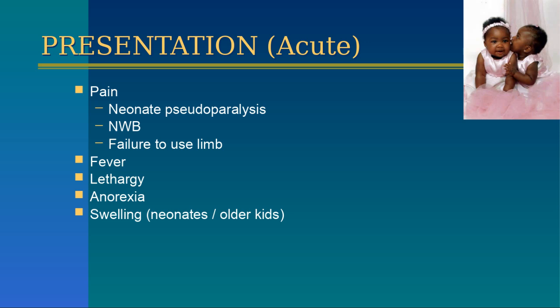And the neonates, they just stop using the limb. Looks like it's paralyzed. We call that pseudoparalysis because it's really not a neurological problem. Fever. Fever, lethargy, anorexia, vomiting, nausea, everything causes the child to vomit. Right? If they're happy, they vomit. If they're sad, they vomit. If they're upset, if they're in pain, they vomit.